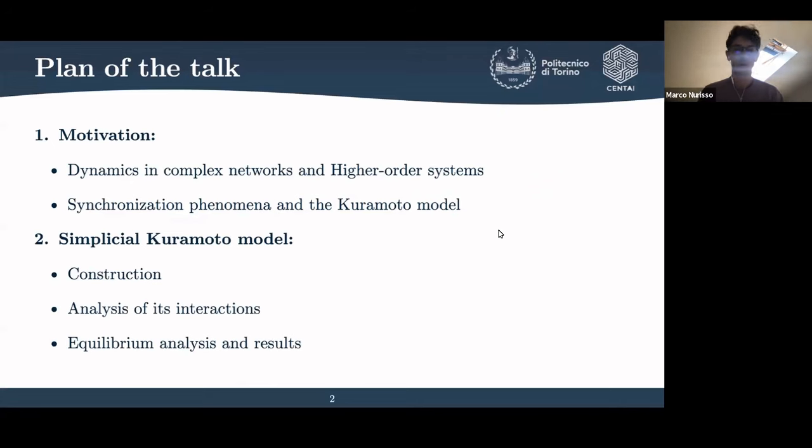I'm going to start by giving you a brief motivation of the setting in which this work is embedded: dynamics in complex networks and higher order systems in general. Specifically, I'm going to give you a brief primer on a synchronization phenomenon and the Kuramoto model, which is used to describe this. Then I'm going to get into the heart of the matter, which is the Simplicial Kuramoto model, how it is built using discrete topology tools, and then some interpretations of its phenomenology and results that we can get on it.